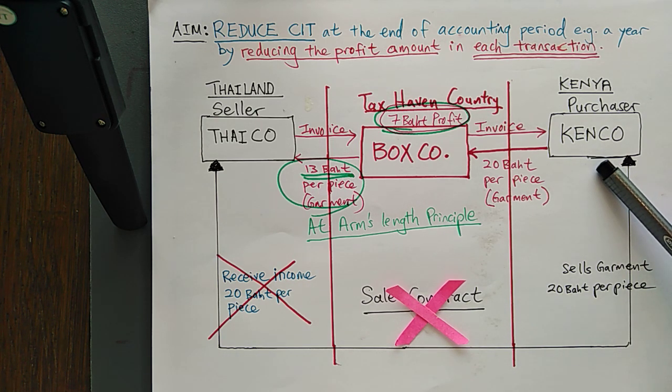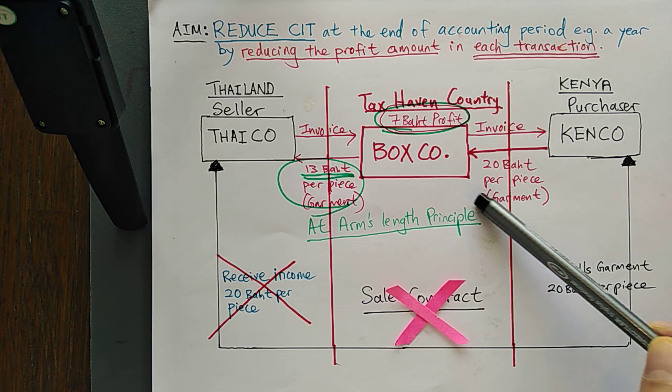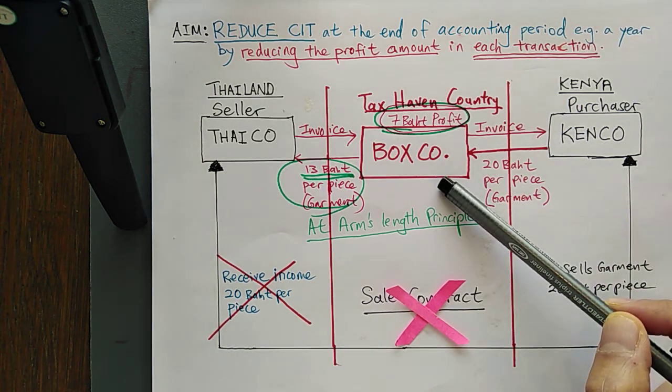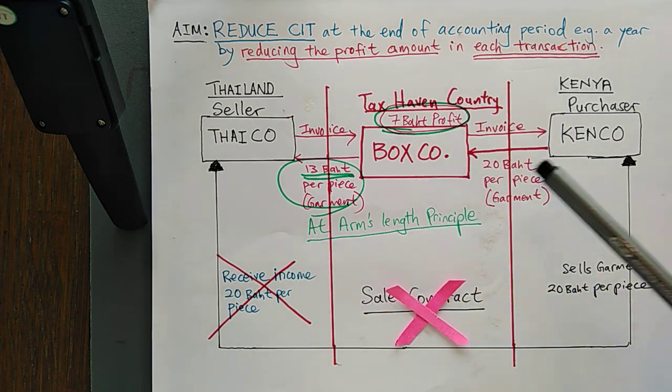Kenko will be the seller. Kenko would have to now be the one that sets up this Boxco in the tax haven country, and then the situation will be reversed. That's all on our lecture here on transfer pricing technique.